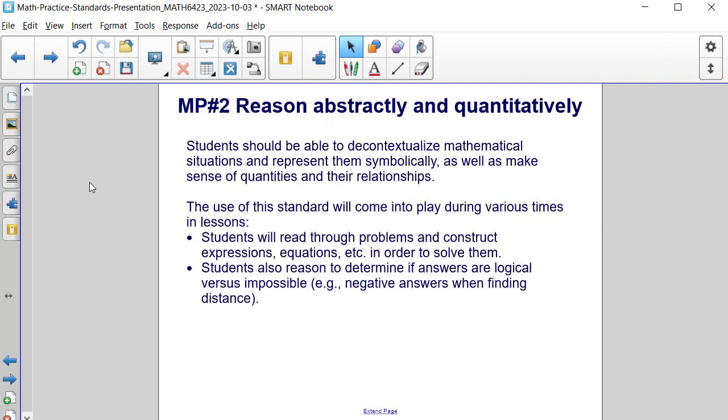The second mathematical practice standard is to reason abstractly and quantitatively.